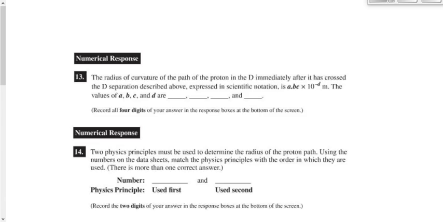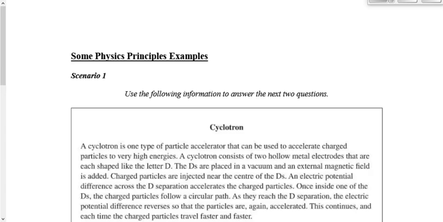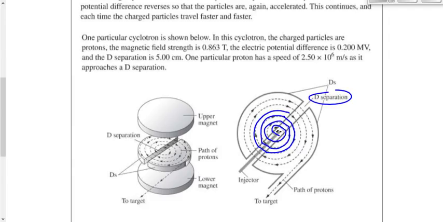All right, what does the question ask us for? The radius of curvature of the path of the proton in the D immediately after it's crossed the separation. So what's the value of the radius right in here as it's going around in a circle after it's gone across the D separation? Tell me something you know about this. Tell me something that's valid that you can try for this.